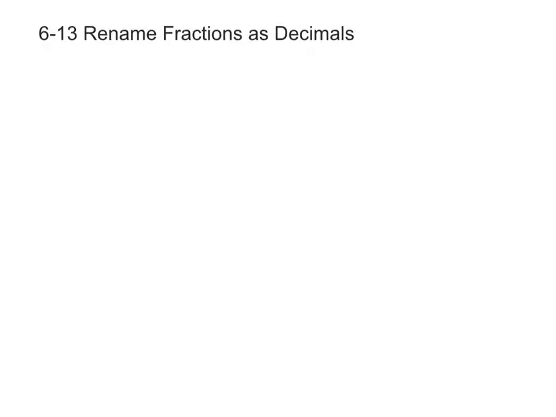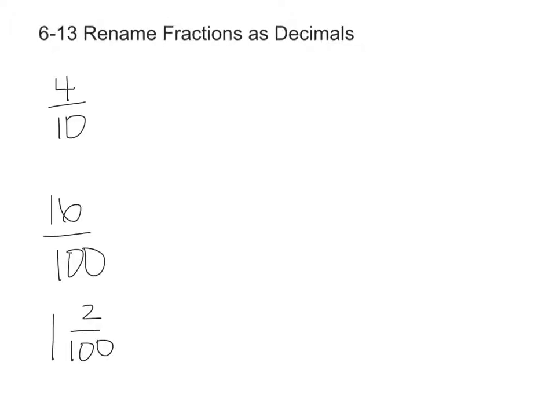Hi! Today we're renaming fractions as decimals, but first let's look back at our last lesson where we related fractions to decimals. Remember that 4/10 written in decimal form is 0.4, 16/100ths is 0.16, and 1 and 2/100ths is 1.02. Do you remember the trick to check?